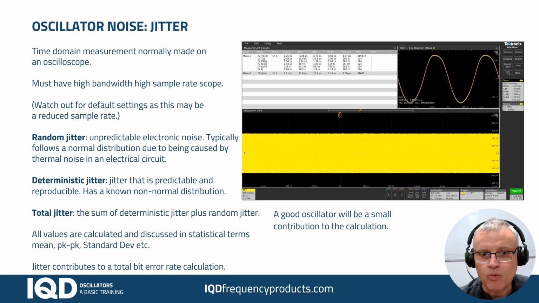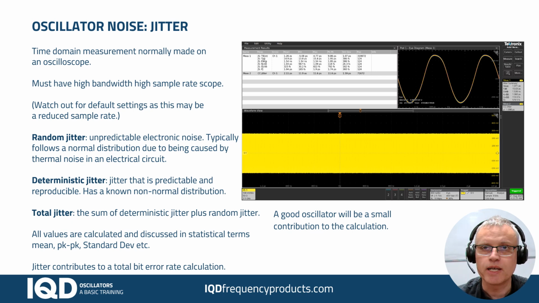So when we look at jitter, it's a statistical measurement, as we said, of the overlapping pulses, and you're trying to establish how close they are to being perfect. Jitter can be broken into two areas. We can say that there is random jitter, which is unpredictable electrical noise and typically follows a normal distribution and can be caused by thermal noise in the circuit or things of that nature, as opposed to deterministic jitter.